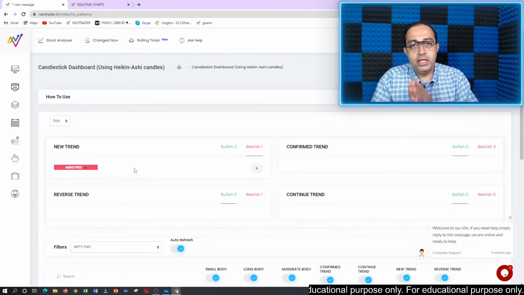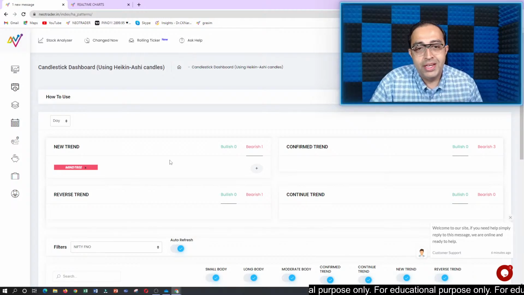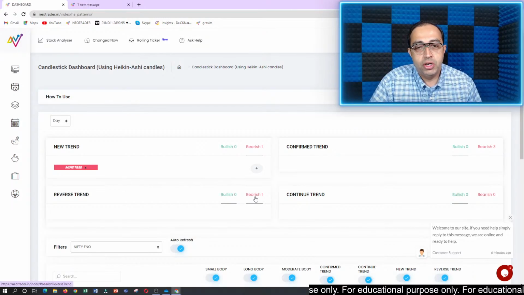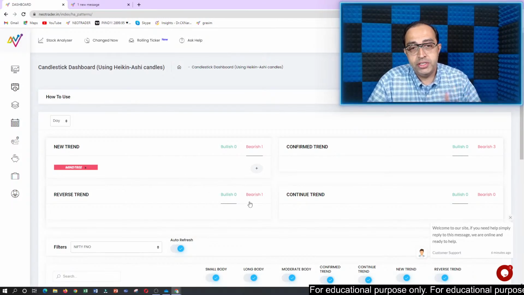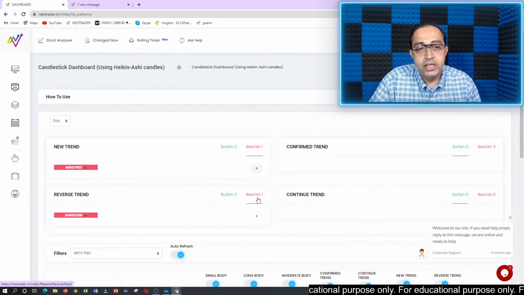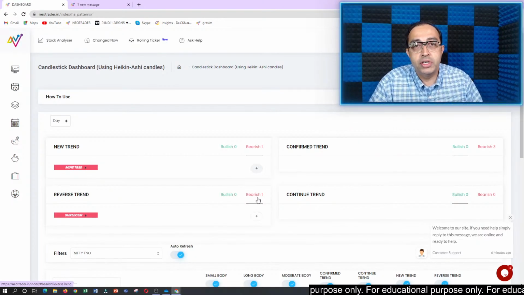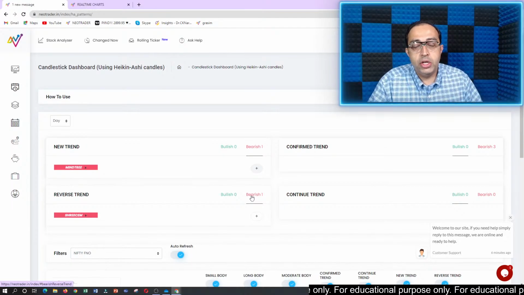Now there is another type of situation where there is a reverse trend. So let's check out the reverse trend. This is a new trend of bearishness. Here it is saying that in this particular counter there is a reversal which is being seen. So let's see on the daily chart how the chart of Shree Cement is looking.